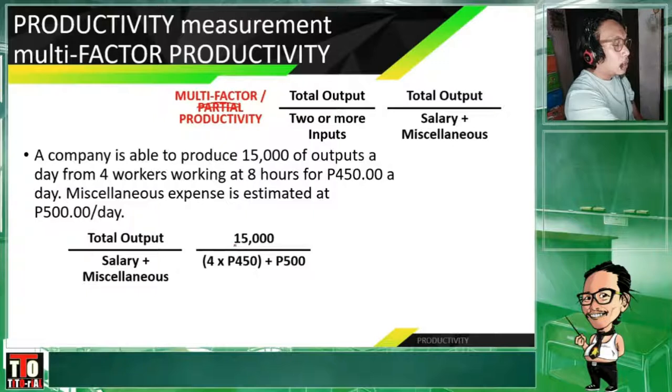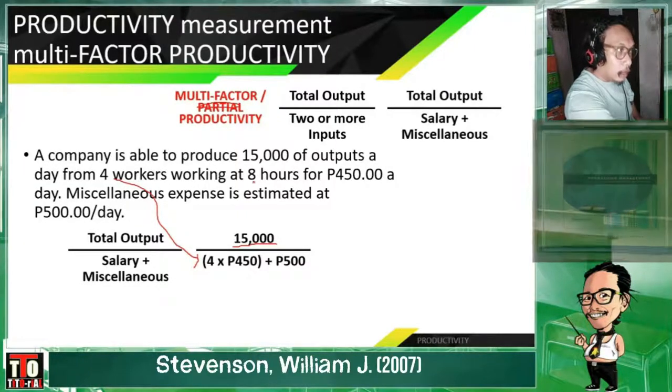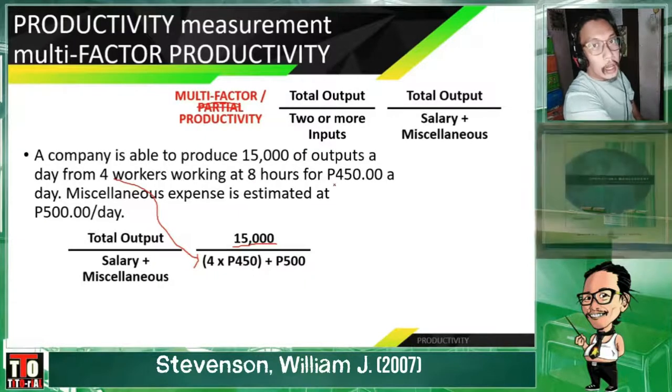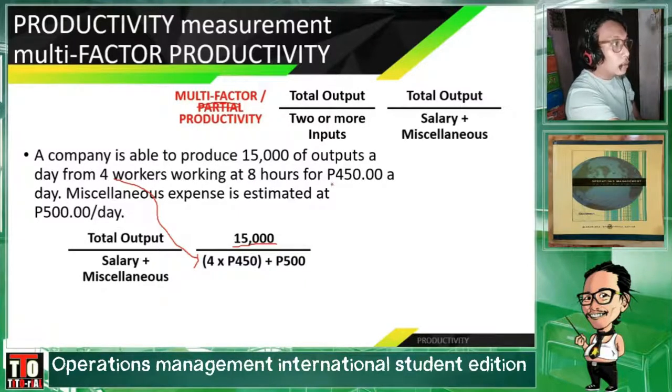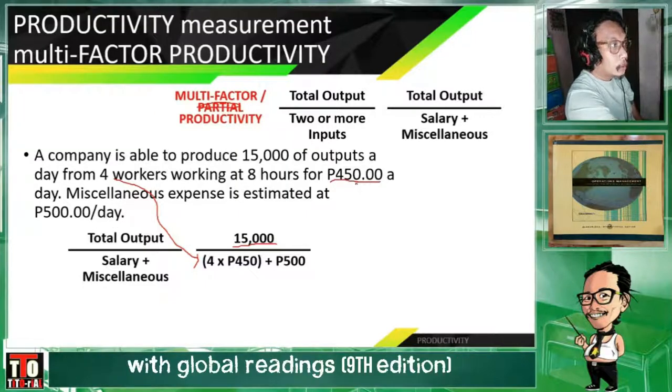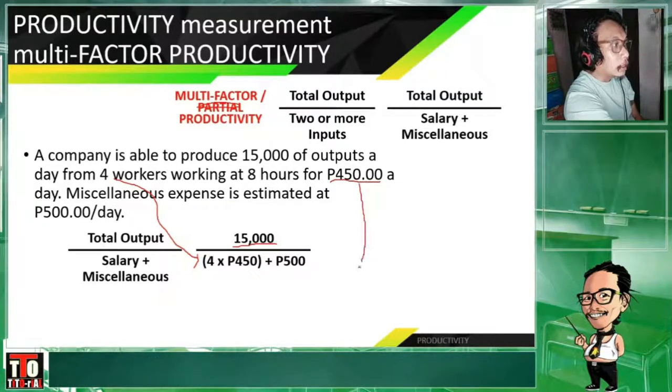Again, our formula, total output over salary plus miscellaneous. So, we have our output here, 15,000. Then, since we have 4 workers working 8 hours, we no longer need to multiply per hour. All we need is the salary. So, we have 450 pesos a day for one worker. So, that's what we will use here. Okay? So, 4 times 450. And then, your miscellaneous expense is this 500.